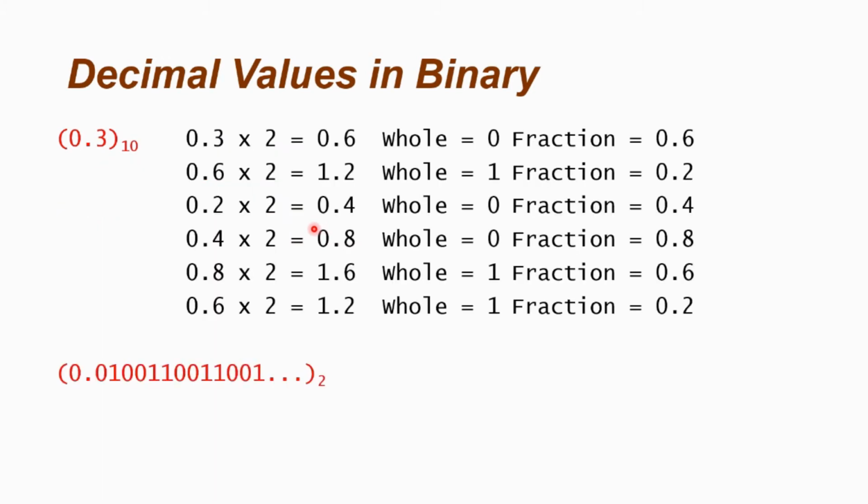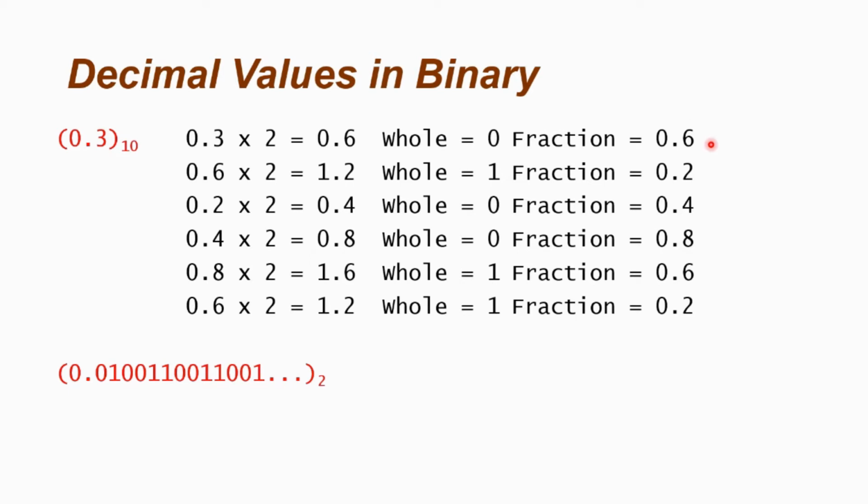Now let's look at another example, let's say 0.3 in base 10. Let's go through the process, multiply by 2, we get 0.6, whole part is 0, fractional part is 0.6. 0.6 into 2, 1.2, whole part is 1, fraction part is 0.2. 0.2 into 2, 0.4, whole part is 0, fraction part is 0.4. 0.4 into 2, 0.8, whole part is 0, fraction part is 0.8. 0.8 into 2, 1.6, whole part is 1, fraction part is 0.6.